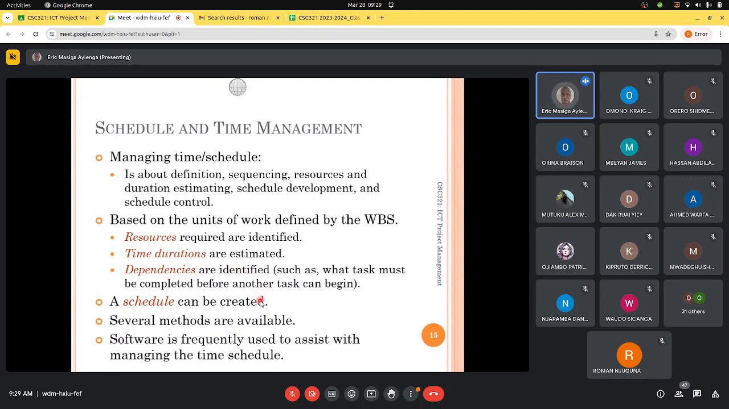Now, from that diagram, you will create a schedule. And the schedule will show all the dependencies and so on. But the schedule may not include the resources. It could be in the form of text. Now, again, we'll see how to develop a schedule.